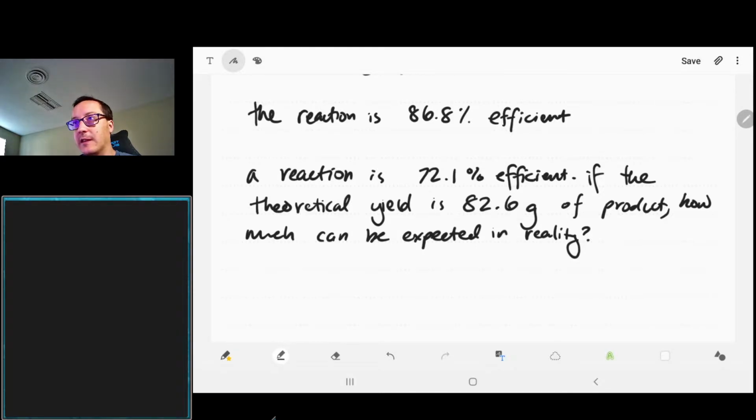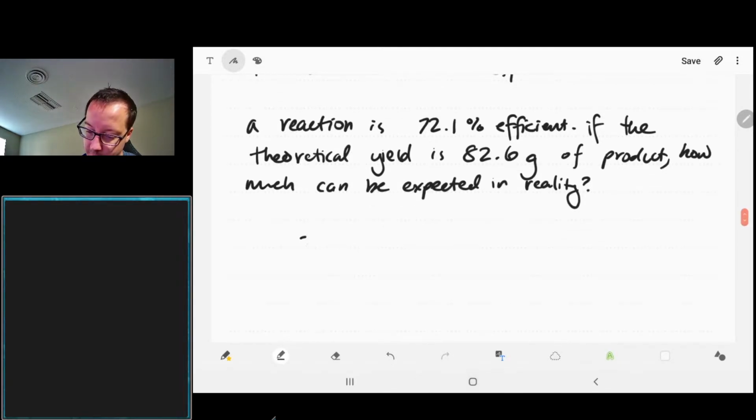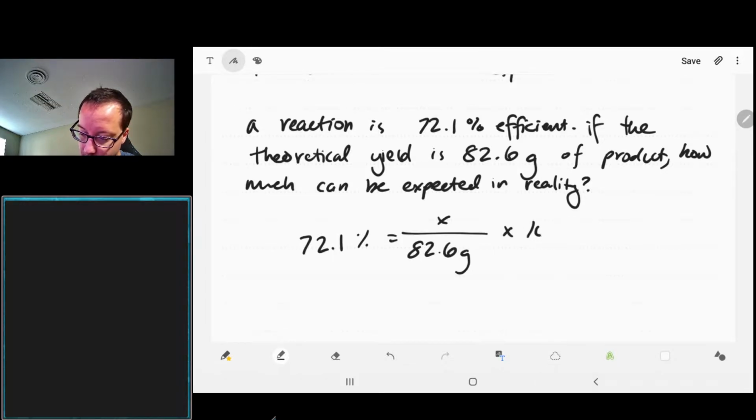We can do something like this as well. So we don't know our actual yield, right? But we can solve for it. It's just an equation. If we do this, we get 0.721 times 82.6. We get 59.6 grams. So that's what we would be able to expect out.